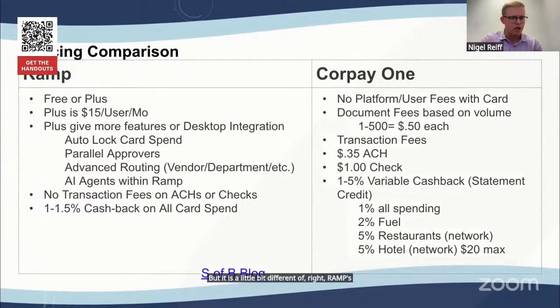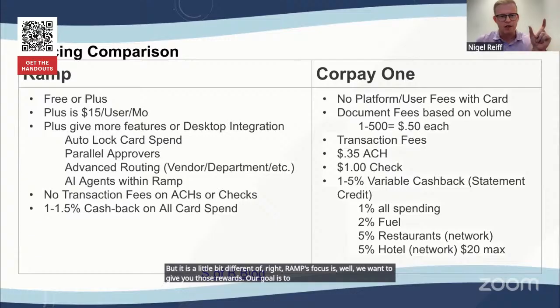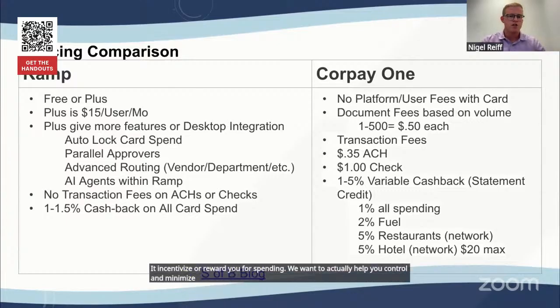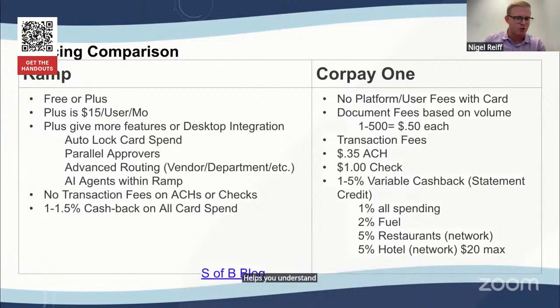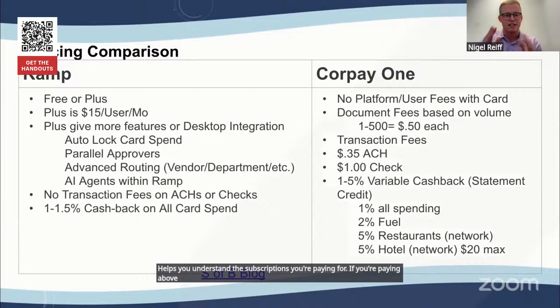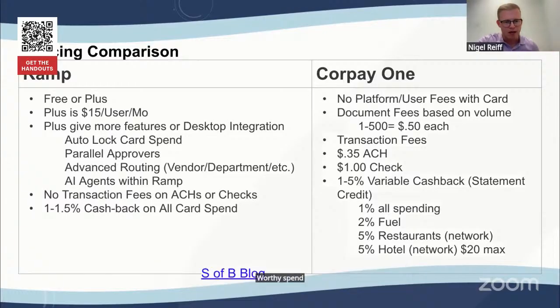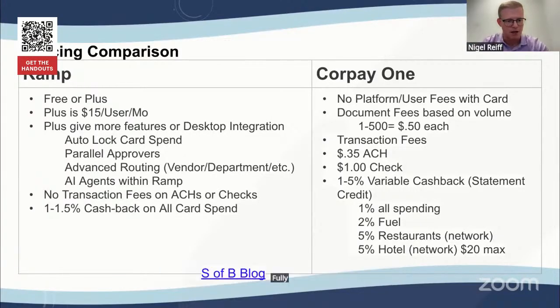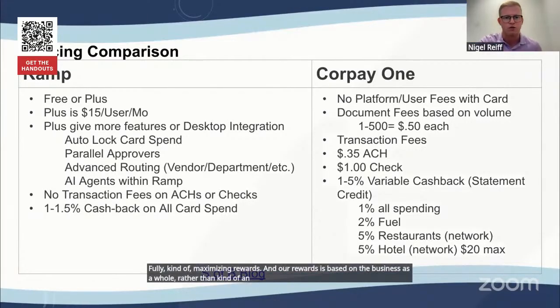Ramp's focus is, while we want to give you those rewards, our goal is to, instead of incentivize or reward you for spending, we want to actually help you control and minimize your spending. So how can we find ways for you to cut costs, whether it's through things like our price intelligence tool that helps you understand the subscriptions you're paying for, if you're paying above market prices, and tell you that and help you renegotiate, to, like we said, policy enforcement, making sure that any spend that's occurring is actually legitimate, worthy spend, and allowing Ramp to be that police force for you. So we are focused more on saving money than fully maximizing rewards. And our rewards are based on the business as a whole rather than an individual card holder too.